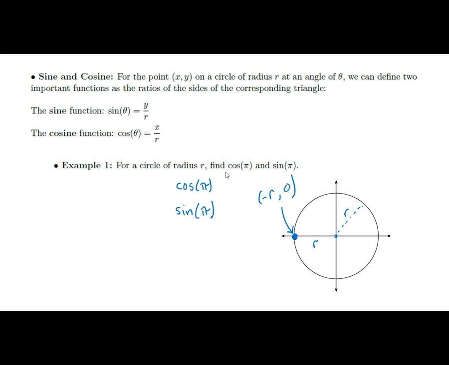So we know that because the x value, the cosine gives us the x value over the radius, I can say that this is negative r divided by r. But of course that just simplifies to negative 1. And then my sine of pi, well, that's the y value, 0, over the radius. But of course that's just 0. Okay, so this allows me to figure out what the cosine of pi is and the sine of pi is just using these definitions.